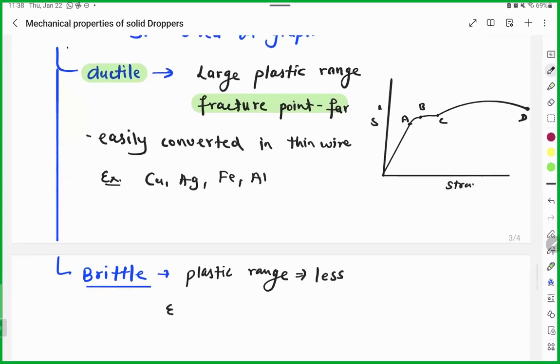Example, glass. Either they remain in the elastic range, or if you slightly increase, they will break easily. Correct? In this case, if you draw the same stress strain graph, then you know the limit will be very less. Example, up to here you have A and very close you have D. Any doubt, guys?